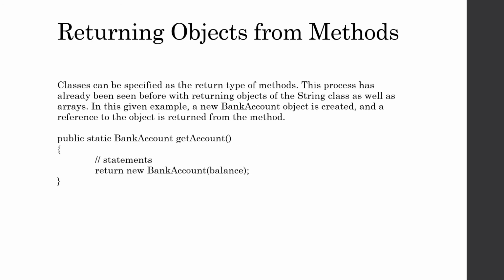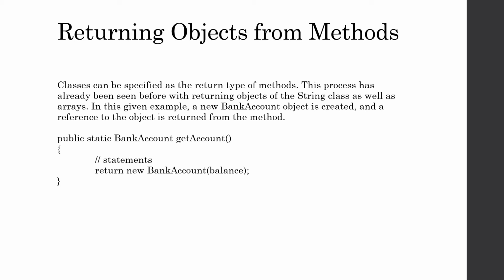The next thing we'll take a look at when it comes to objects with methods is going to be returning them from those methods. So classes can be specified as the return type of a method. This process has already been seen before with returning objects of the string class as well as arrays. So in this example, we're dealing with the bank account class. So we're going to say public static, and then bank account is going to be the return type, meaning that we need to return a bank account object.